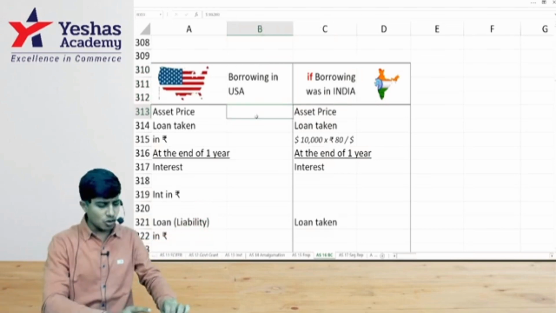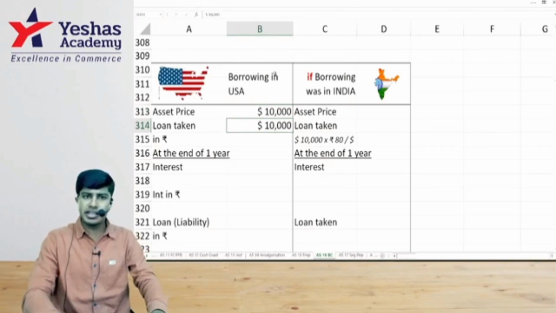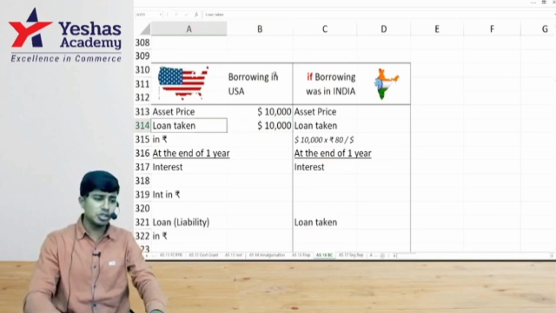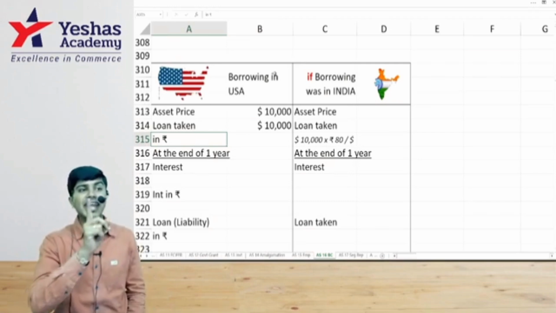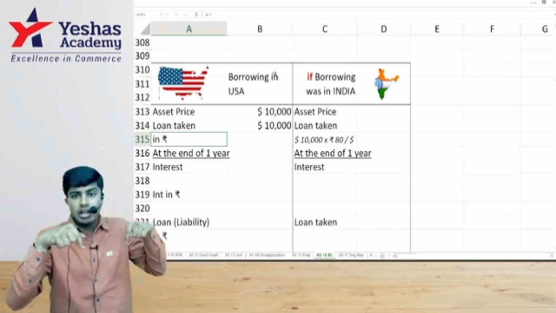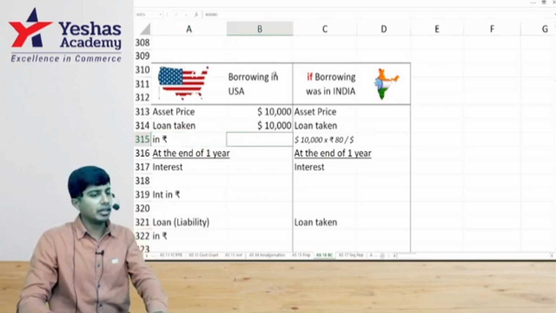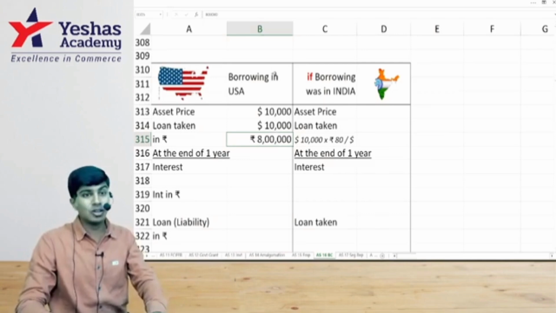Okay. What is the value of the asset? $10,000. And we took $10,000 as loan to buy this asset. When I take the loan as $10,000, what is the loan in terms of rupees? Because 10,000 is dollars, I would not take 87 into consideration. I'll take 80 because I've taken the loan today. Today's exchange rate is 80. Please do 10,000 × 80. 8 lakh rupees.